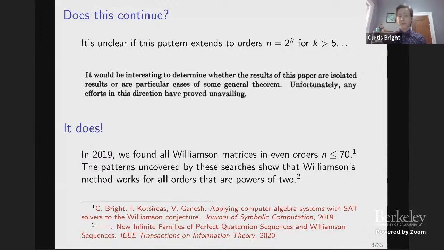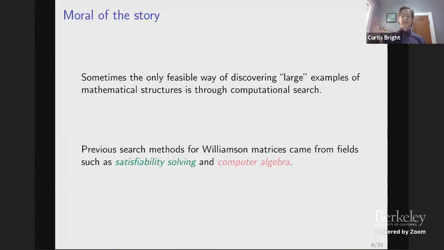We examined the patterns in those matrices and actually extended it, right? They go to all powers of 2. So now we actually have a general theorem which says Williamson matrices do exist in all powers of 2. So the moral of this story is sometimes you really want these computational searches. It's great when you can come up with some kind of theoretical construction, but that's not always possible, or it's very hard to do. But when you get all these exhaustive searches via computational means, you're able to examine the data and then sometimes actually prove a general construction.